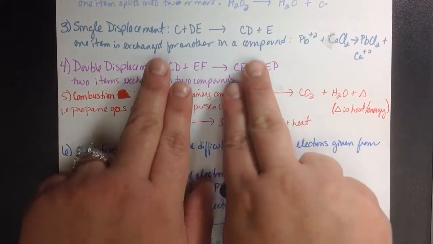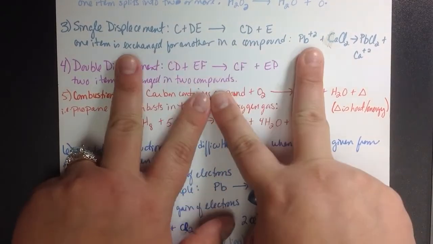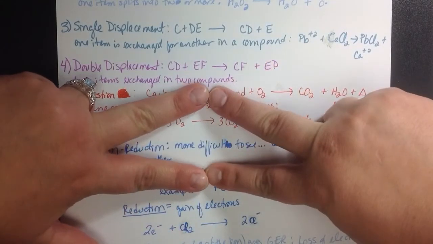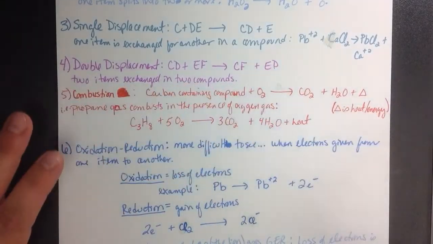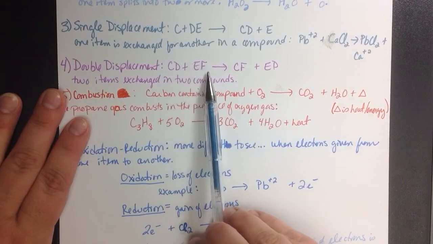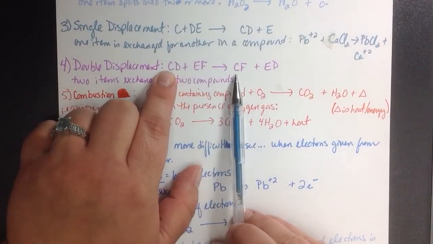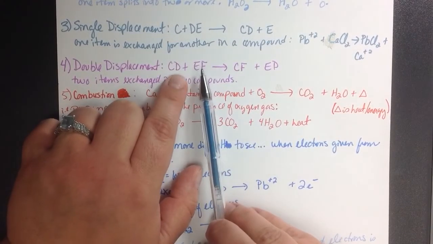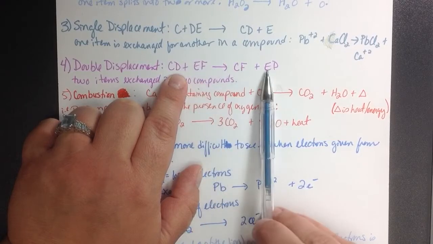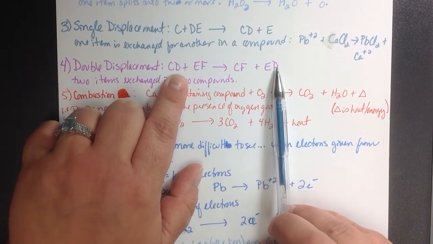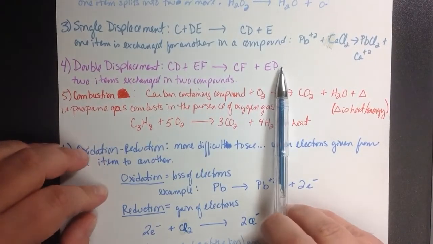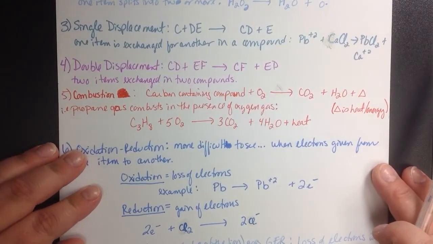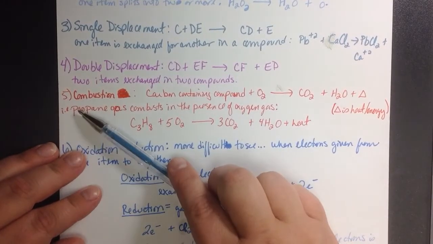A double displacement reaction happens when these 2 break apart and recombine, okay? So here C and D with E and F. C and F are recombining here, and D and E are recombining here, okay? And next comes a combustion reaction.